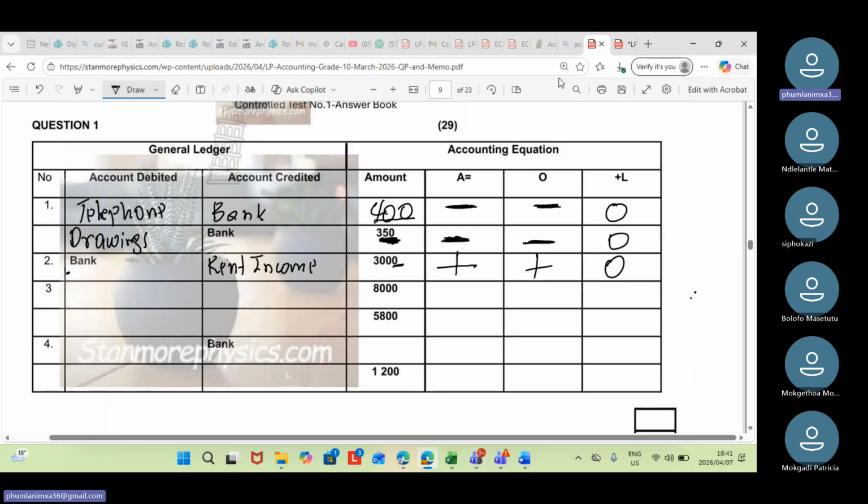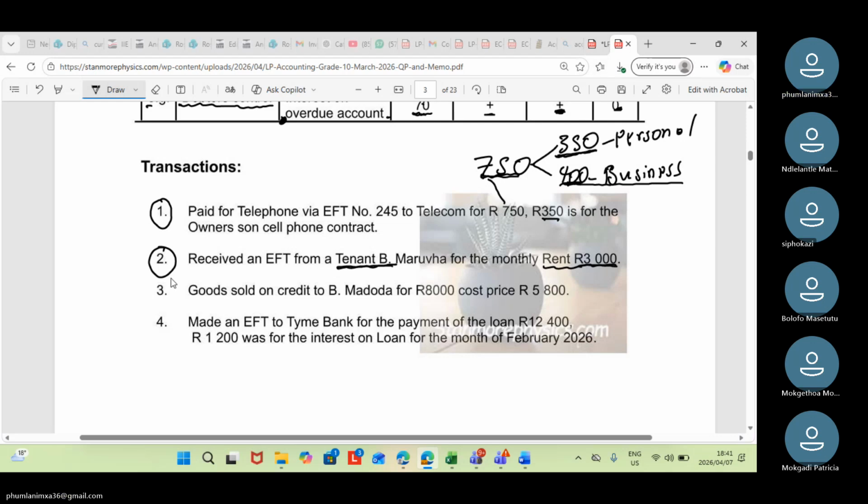Let us proceed to the third transaction. Goods sold on credit to B Madoda for 8,000. The cost price of those goods was 5,800. We are selling goods on credit to B Madoda for 8,000. What is this 8,000, guys? Can someone please just tell me what you think? What is this 8,000?